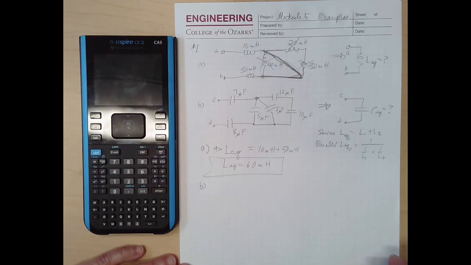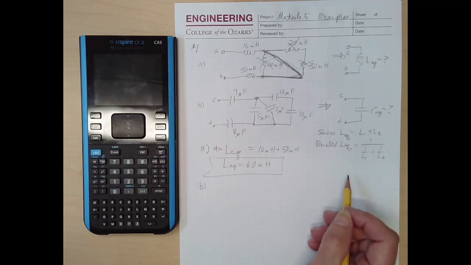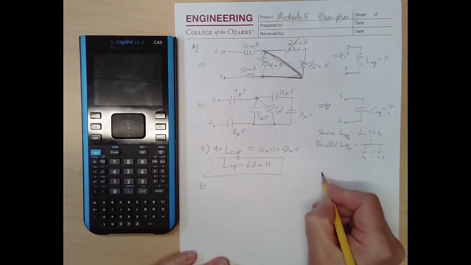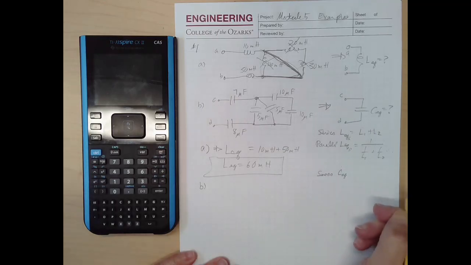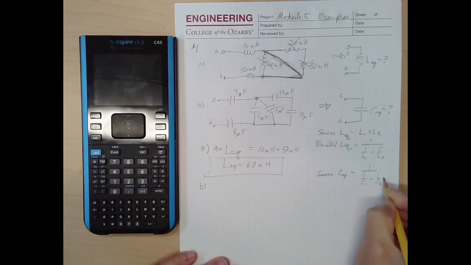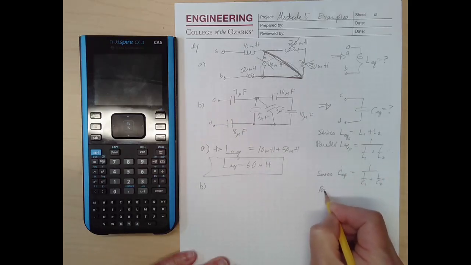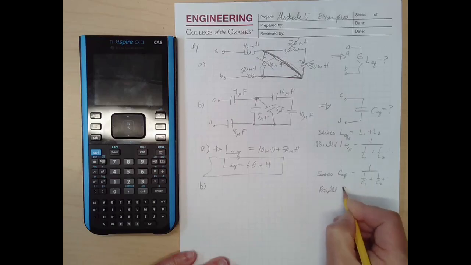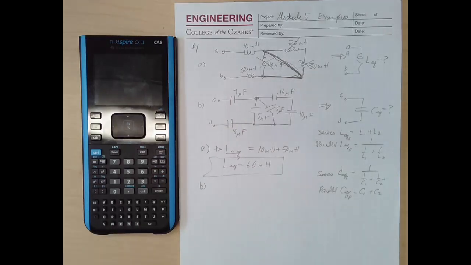We can do it step by step, or we can just write it out. But how do we combine capacitors? In series, remember capacitors are the opposite of inductors and resistors. So in series, C equivalent is 1 over C1 plus 1 over C2 plus however many are in series. And in parallel, C equivalent just adds: C1 plus C2 plus however many are in parallel, all right?